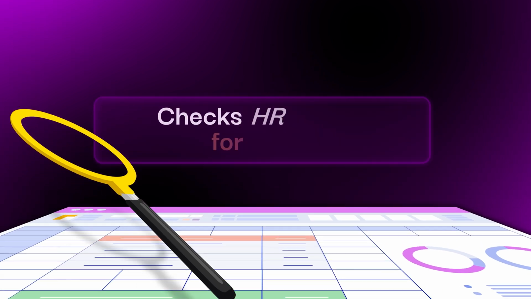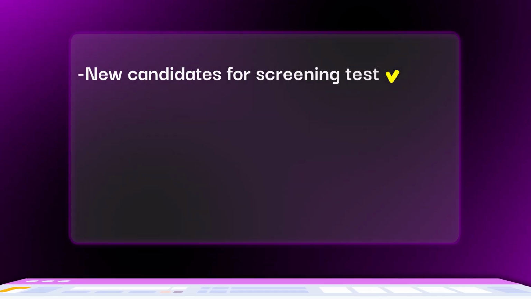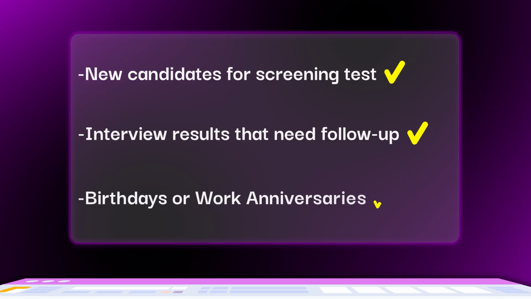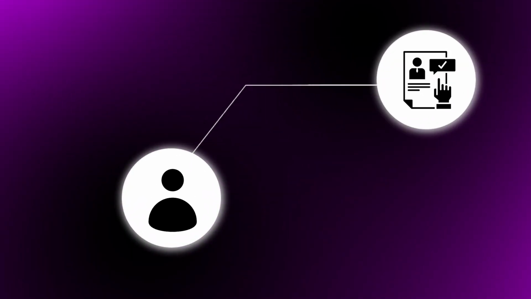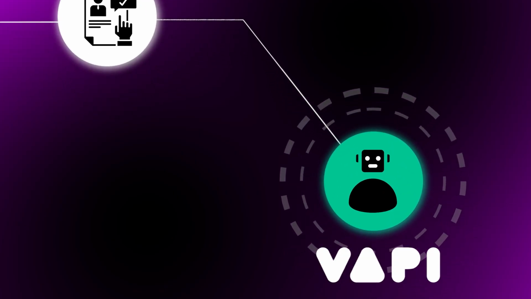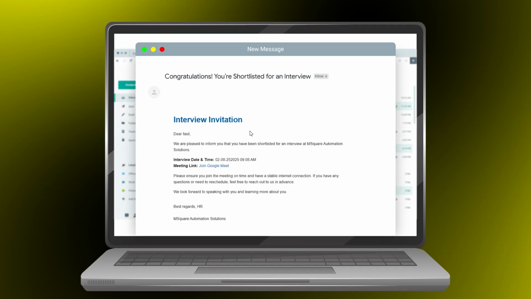Here is how it works. Every morning, it checks our HR database for three major things: new candidates for screening test, any interview results that need to be followed up, and birthdays or work anniversaries. If a candidate applies to a job, the AI will conduct the initial screening through an automated voice call powered by VAPI. Candidates who pass will automatically receive a Google Meet link for the formal HR interview.